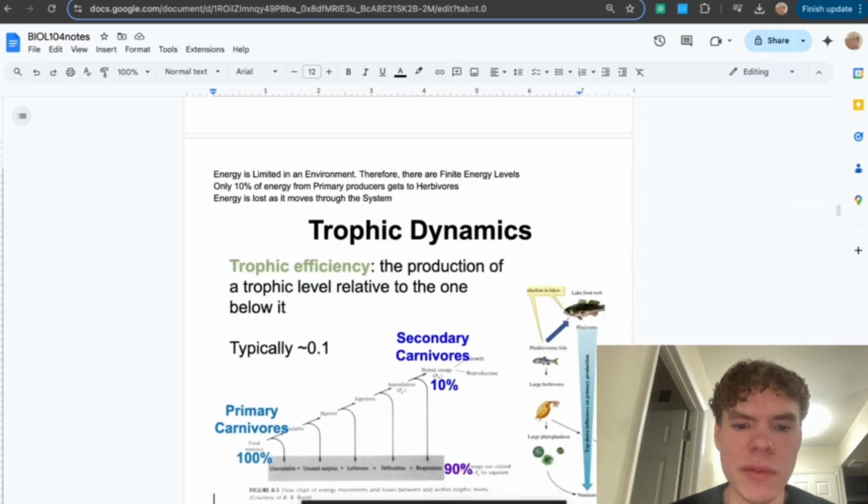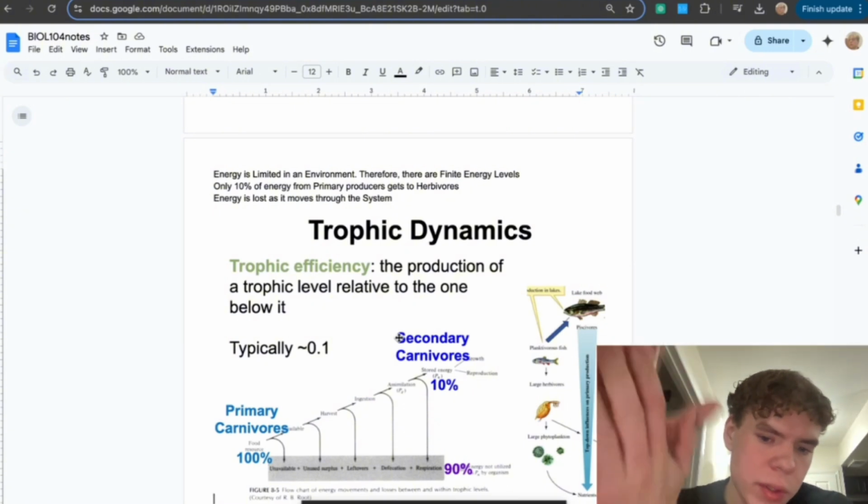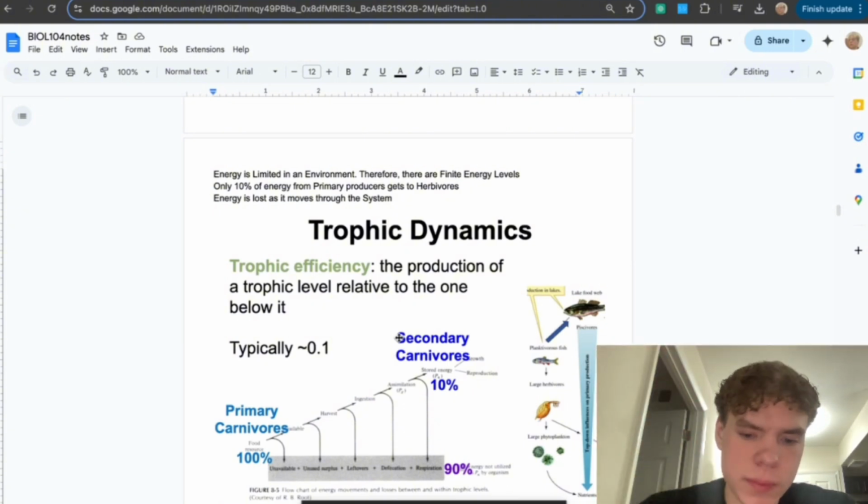Energy is limited in an environment. There are finite energy levels. As a general rule of thumb, only 10% of the energy from primary producers gets to herbivores. So all of this energy gets lost as it goes through the environment. There can only be a finite number of energy levels because eventually the energy is just going to run out and there's going to be 0% energy left.